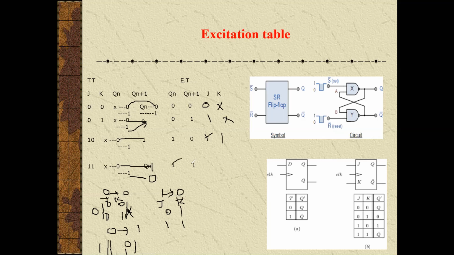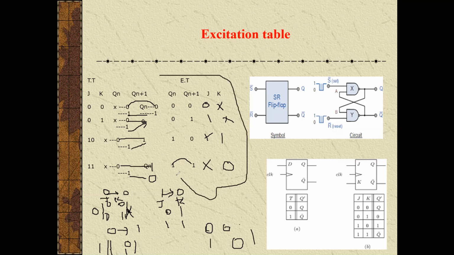Next see high to high. What possible combinations are we getting for high to high? At 0, 0 we are getting high to high and this one high to high. At 1, 0, here the K should be 0. And J is don't care. So this is the excitation table for the JK flip-flop. Based on this characteristic, one equation will be determined.